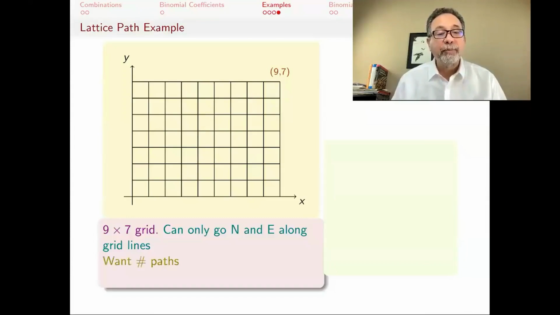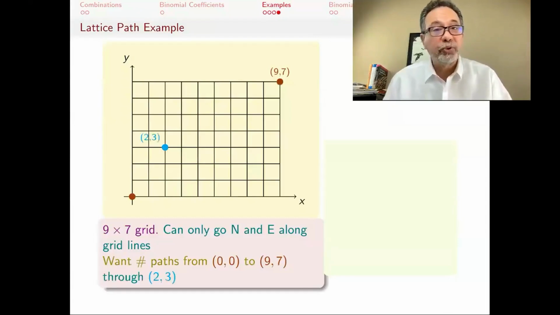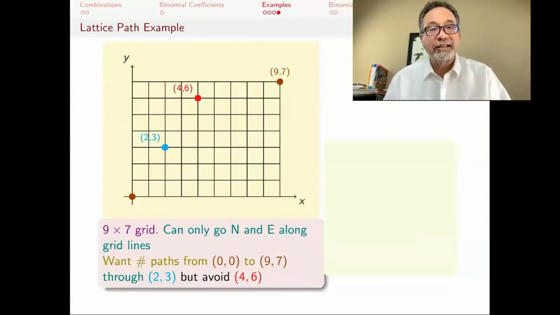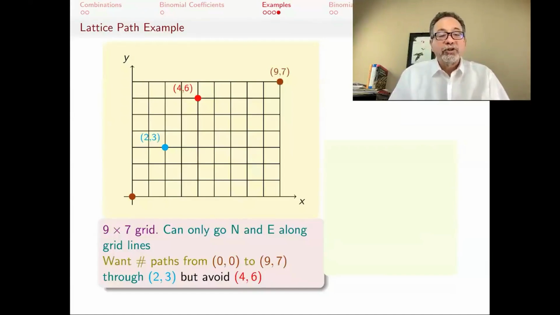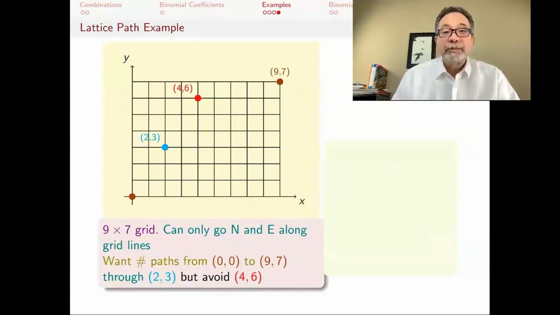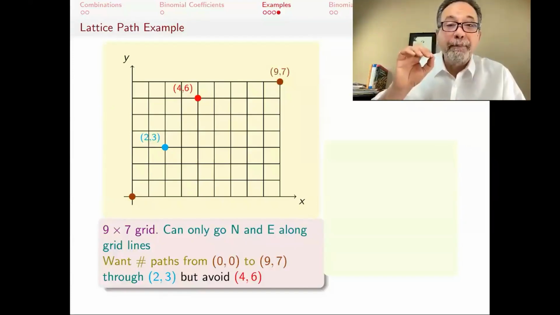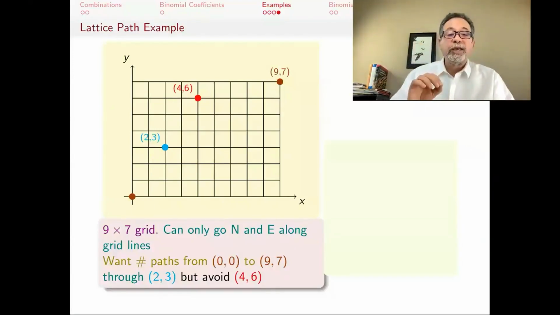What I want is the number of these kinds of northeast paths from 0,0 to 9,7, but I also have 2 conditions. I want to make sure that I go through 2,3. That's my favorite spot. I want to make sure I go through there. And I want to miss 4,6. I want to avoid 4,6. So I want to know how many northeast paths, the paths that go either right or up along the grid lines from the origin 0,0 to 9,7, make sure they go through 2,3, but miss 4,6.